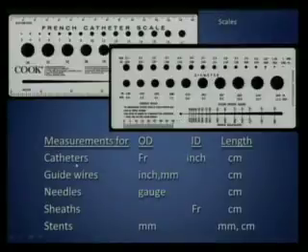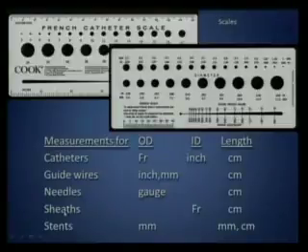When you measure catheters, you measure them in French, you measure the inner diameter in inch, and you measure the length in centimeters. This French size is the outer diameter of the catheter, not the inner diameter. Guide wires, you measure them in inch and millimeter, length in centimeters. Needles, you measure them in gauge and centimeters. As the gauge becomes smaller, the needle becomes thicker. As the French size goes higher, the catheter becomes bigger.